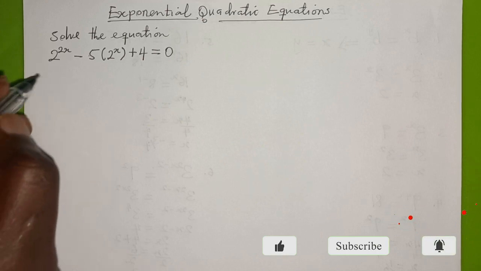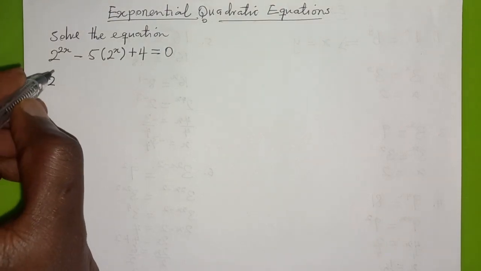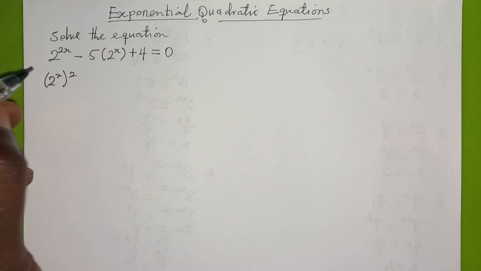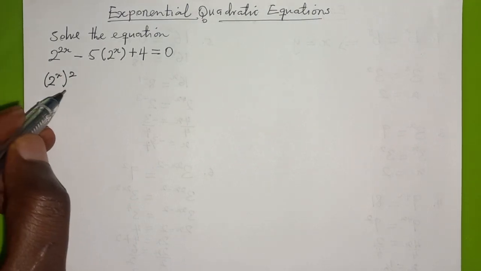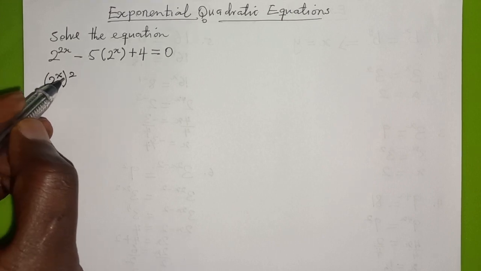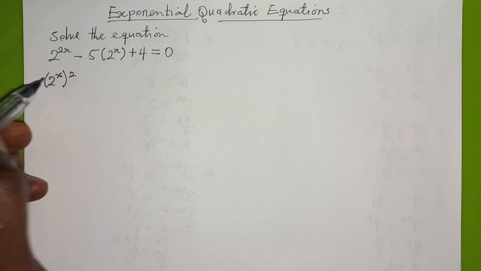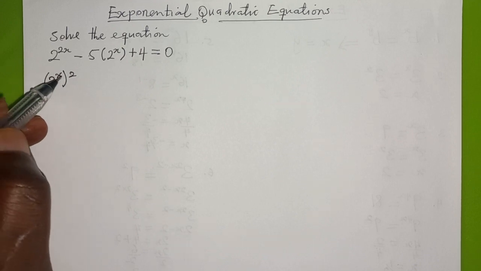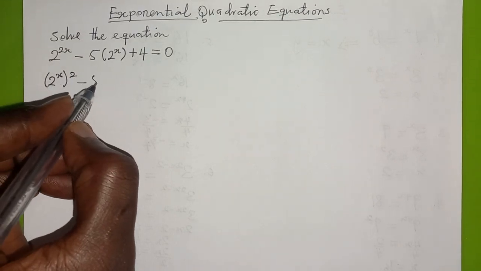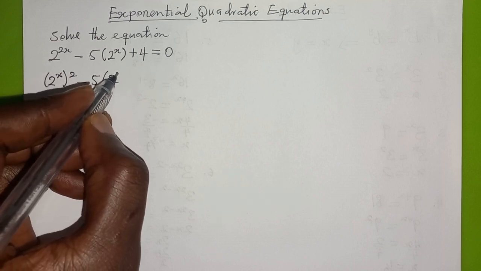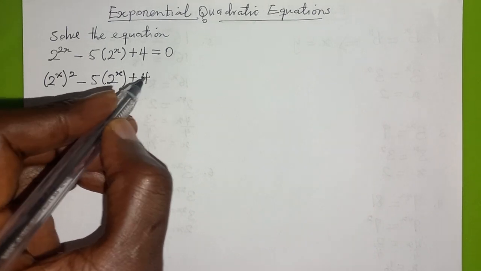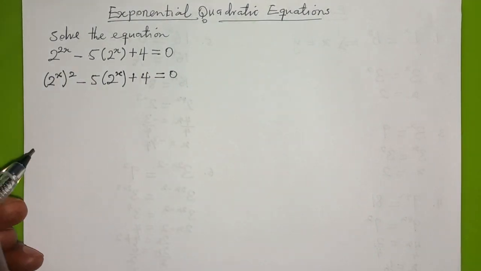I can rewrite this as 2 raised to the power x with a 2 outside. Now, this is the third law of indices. So I can just break the 2 and the x so that even if I take off the bracket, they can still multiply for us to get this back. All right, so this is minus 5, 2 raised to the power x plus 4 is equal to 0.